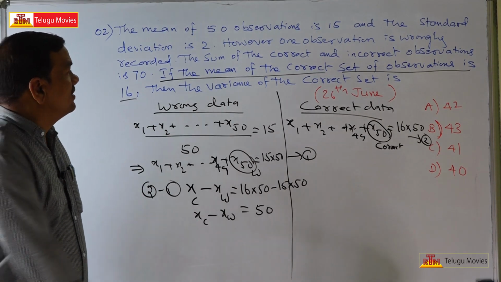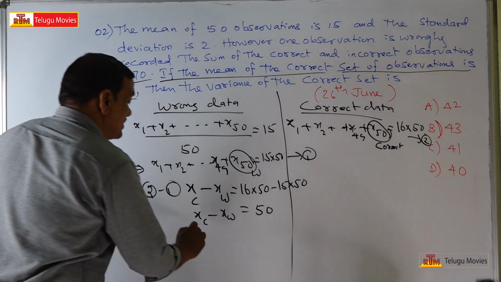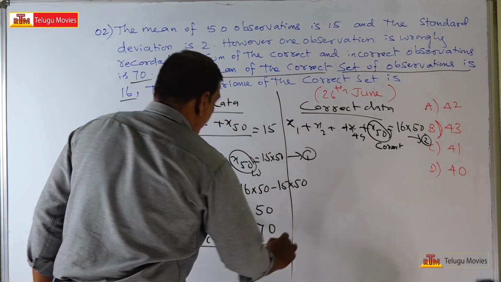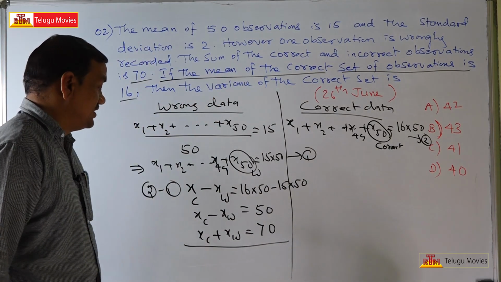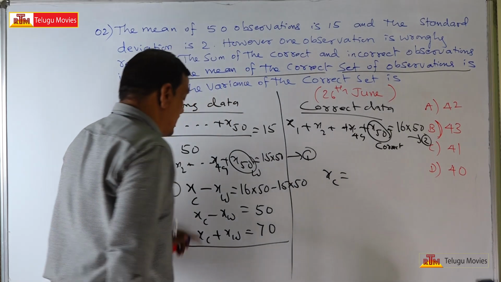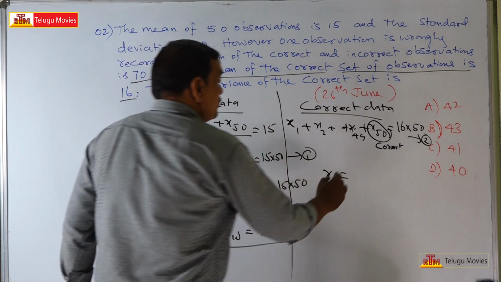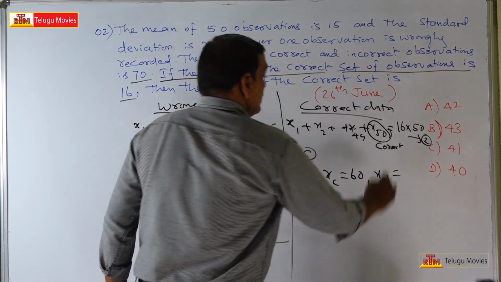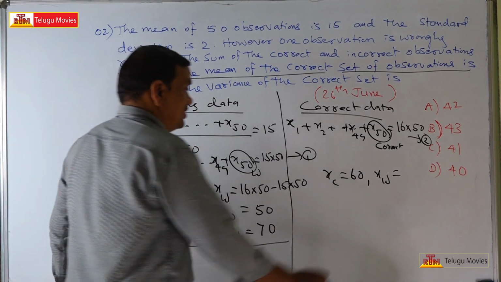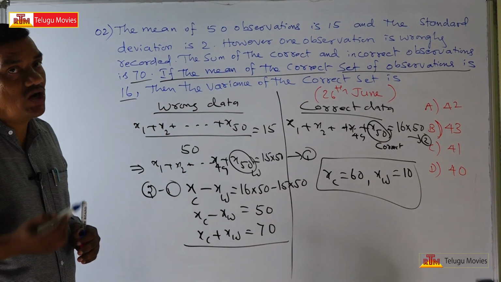One more data is given. The sum of the correct and incorrect observations is 70. If you solve these two equations, if you add them, the wrong observations will get cancelled. This is 120, and 120 by 2 is 60. What is the wrong observation? It is 60 minus 50, which is equal to 10. So up to here we got the correct observation and the wrong observation.